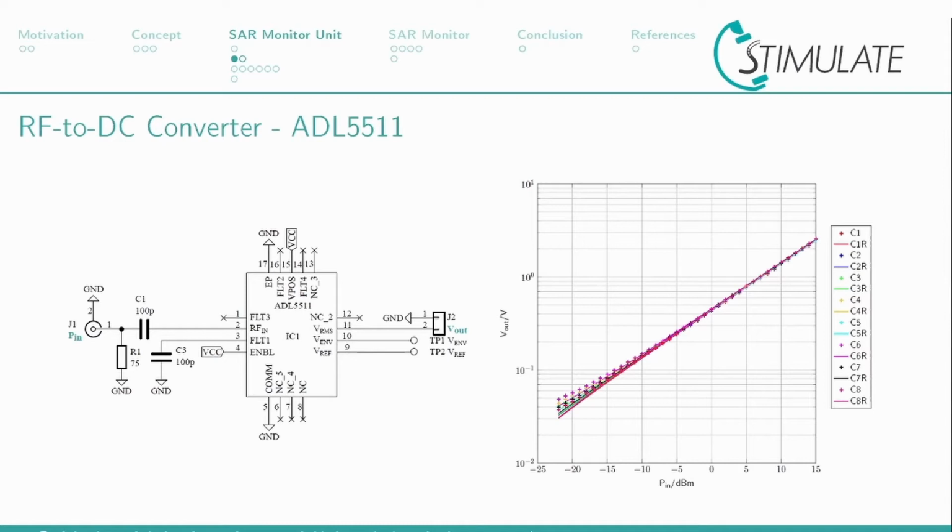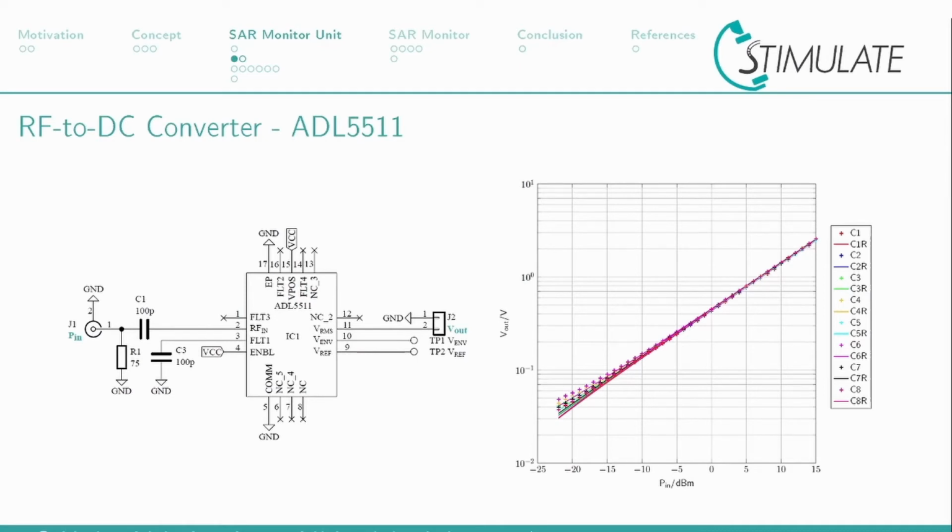One fulfilling the requirements is the ADL5511, which is a linear RMS to DC converter. This component must be evaluated precisely since its characteristics will affect the precision of the SAR-Monitor. The characteristics are used within the evaluation unit to recalculate the actual RF power based on the digitized converter's output.